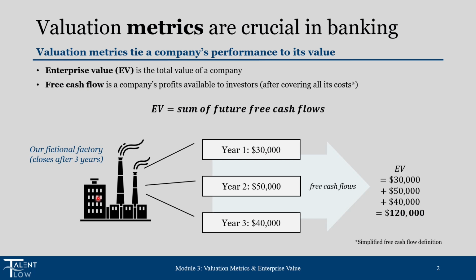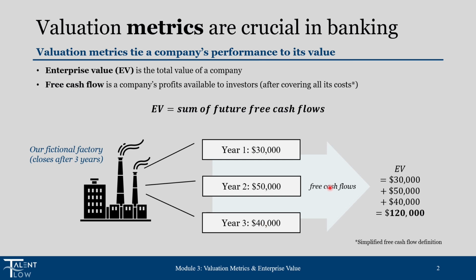Now, realistically, this factory is more of a business since it will produce a certain product and sell it to customers. This is sort of a special factory or business, however, since we know that our business is going to close exactly 3 years from today. In each of those 3 years, we will know exactly how much cash our business will generate, which is our business's future free cash flows. In year 1, it will produce $30,000 of cash flow. In year 2, $50,000, and in year 3, $40,000.